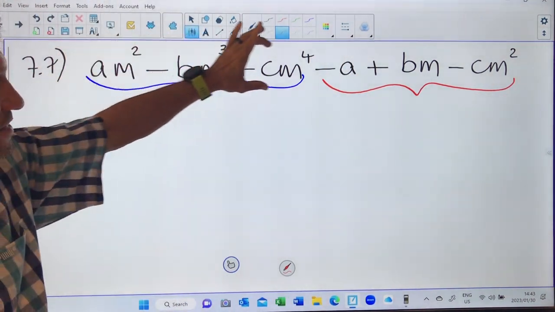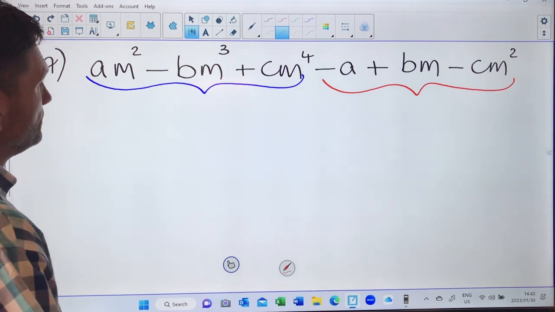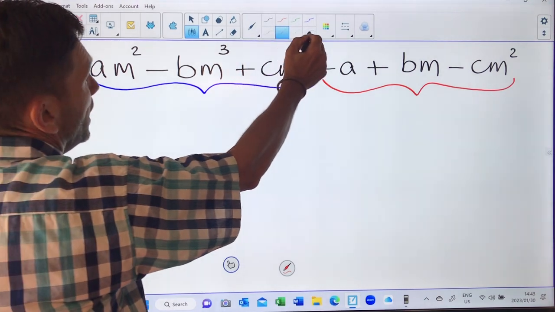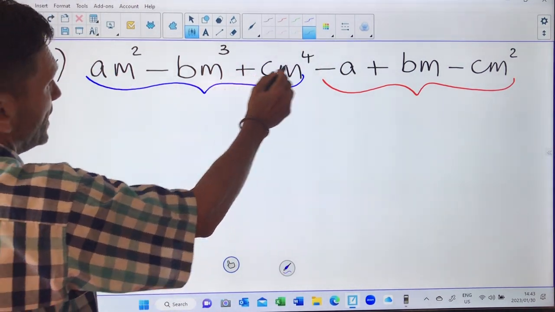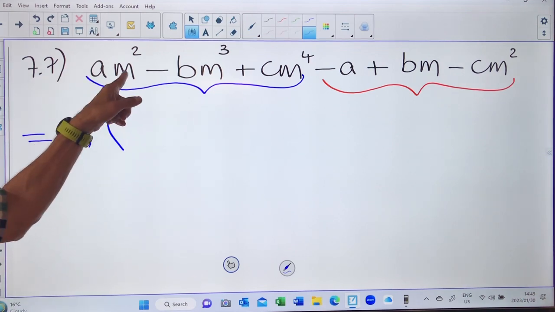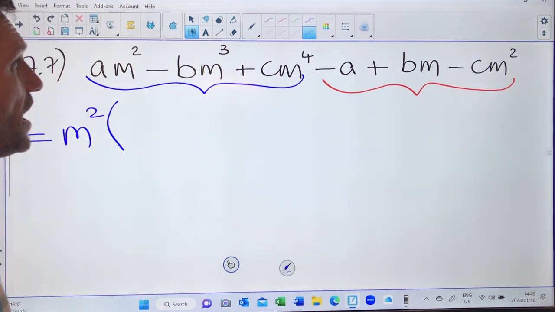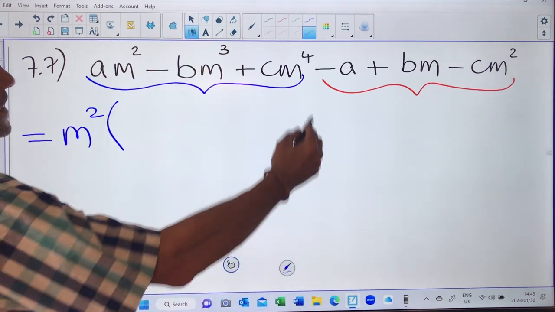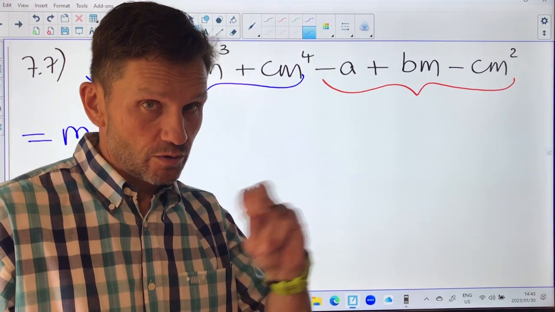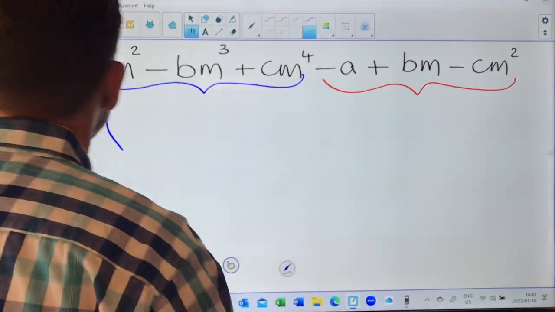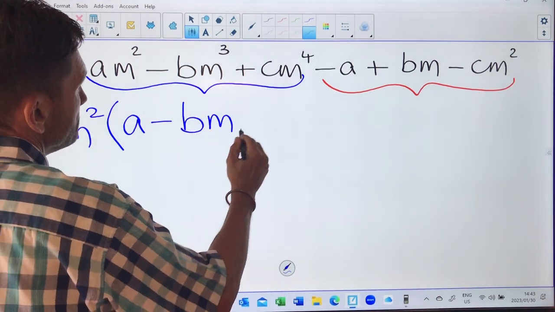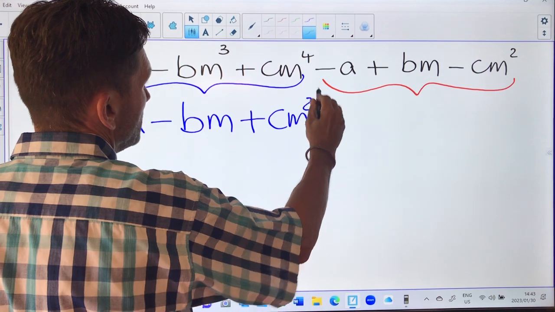I'm just going to look at the first part in blue and see which ones I can remove as a common factor. So the blue one, I can remove m squared as a common factor. Remember what I said earlier? If a letter is repeated in each one, I can remove that as a common factor. And then I just have to check that I use the one with the lowest power. So lowest power, highest common factor. So over here we're left with a minus bm plus cm squared.